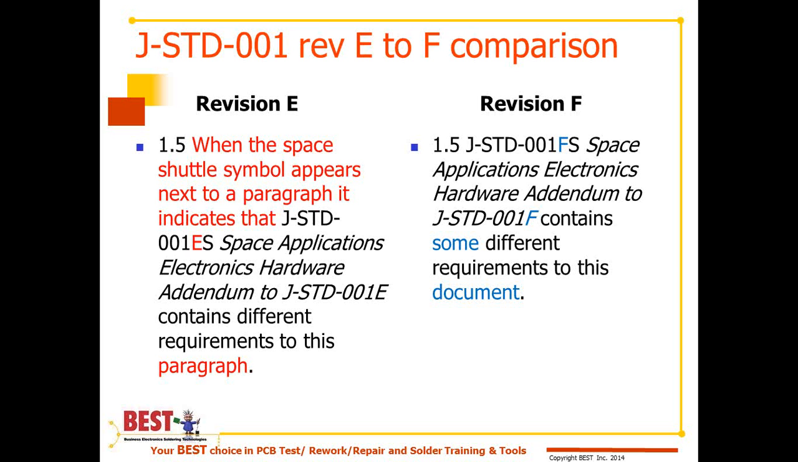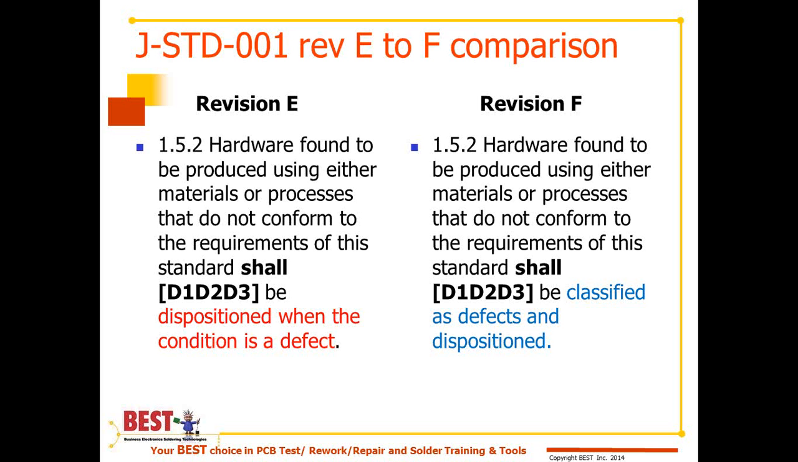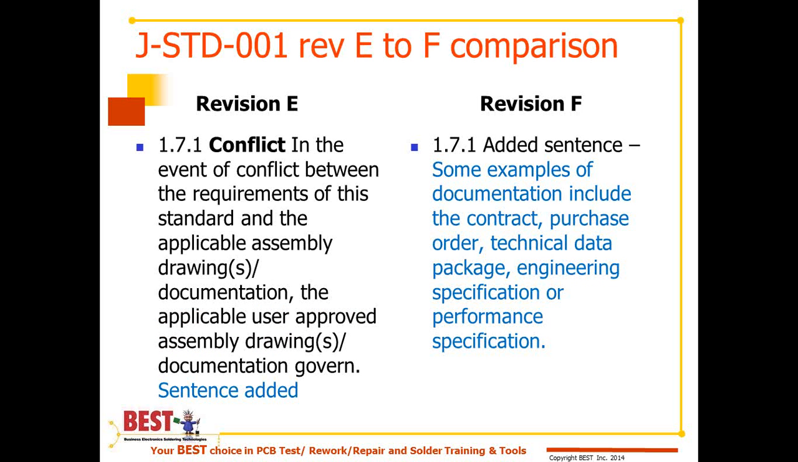And it does say here that it contains some different requirements to this document to change the way the paragraph reads. Under 1.5.2, it talks about the hardware, and it changed the disposition where it says it shall be dispositioned when the condition is a defect, to it shall be classified as defects and then dispositioned. So they just changed the wording slightly, but it essentially means the same thing.